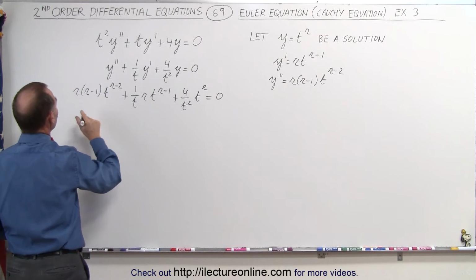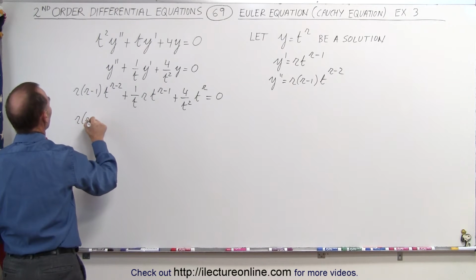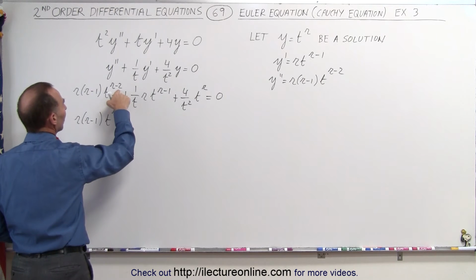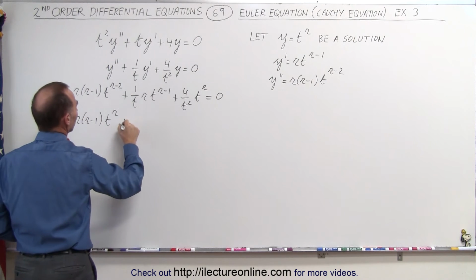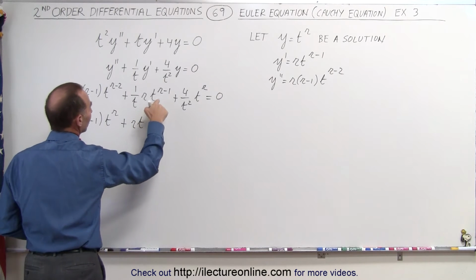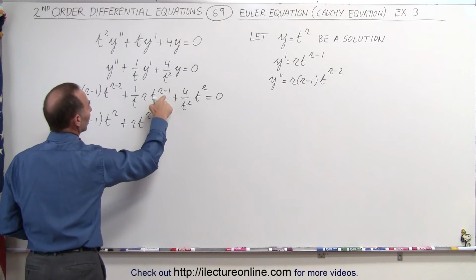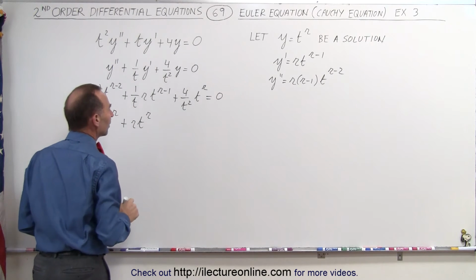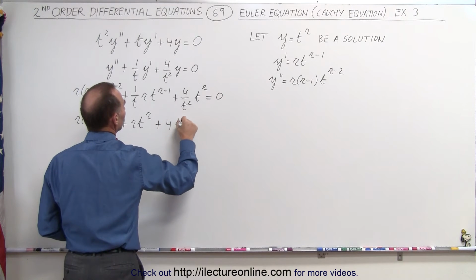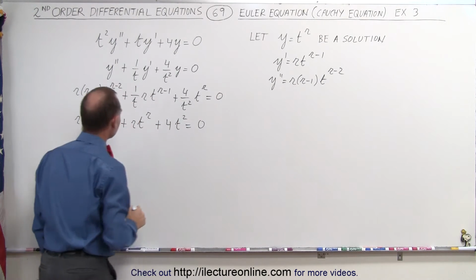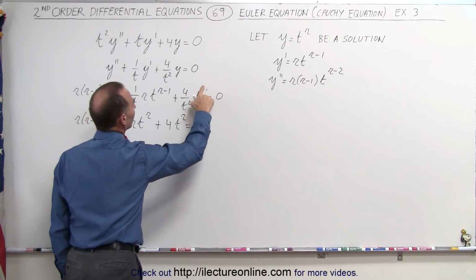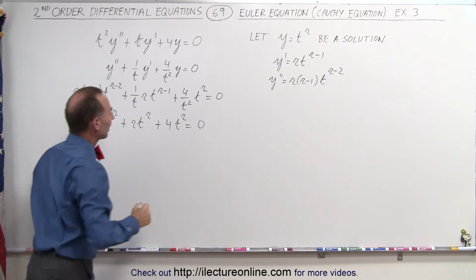When we do that, here we get r times r minus 1 times t to the r power, because t squared times this, the negative 2 cancels out. And here we have plus, we get rid of the 1 over t, we end up with r times t to the r power, because one of the t's goes here, one of the t's cancels out this. And finally, the t squared will cancel out. We get 4 t to the r equals 0. Oh, not t squared. This is t to the r, and that's supposed to look like an r. There we go. That's better.